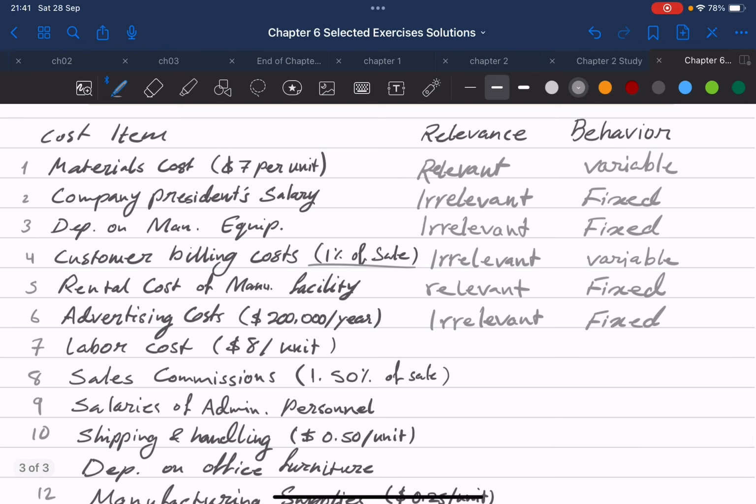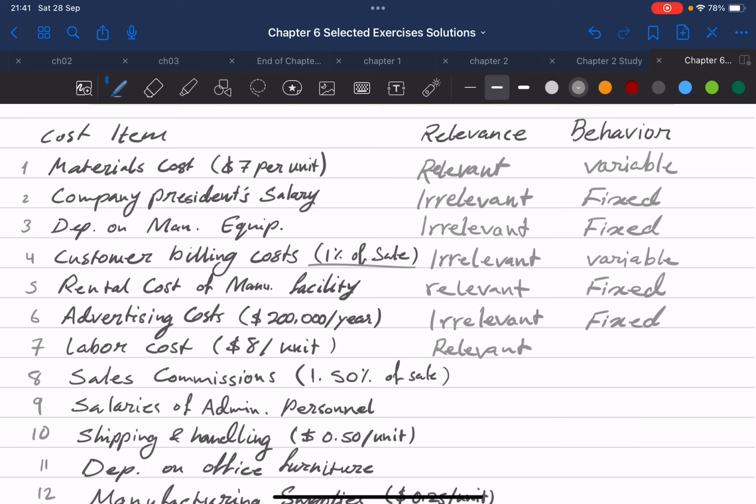Number 7, labor costs, $8 per unit. Now, of course, labor costs here are the direct labor, like the amount of wages that is paid out to the employees who work on producing the product itself. And if they decide to outsource, they're not going to have to incur this cost. So it is an avoidable cost, which makes it a relevant cost.